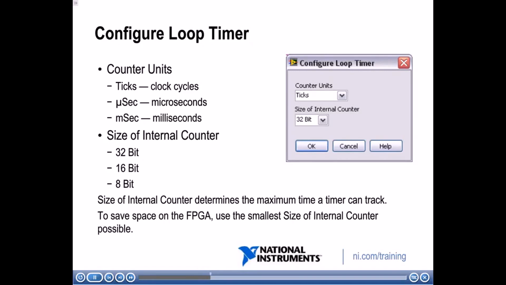For the size of the internal counter, you can select 8-bit, 16-bit, or 32-bit. The size is important because it determines the maximum time a timer can track. To save space on the FPGA, you can use the smallest size of internal counter that you need for your application. So it's a trade-off. If the counter is larger, you're able to keep track of more time, but at the same time it's going to take up more space on your FPGA. So when you're choosing this, think about the maximum amount of time you'll need to keep track of, and then select the smallest size that can accommodate that. We'll give examples of how these 8, 16, and 32 bits actually relate to time later on.